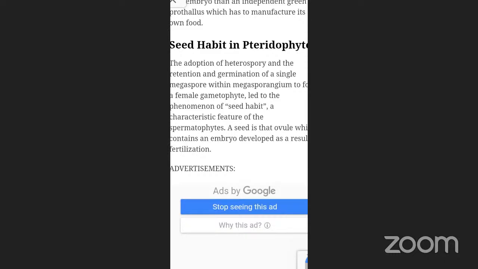So, what is heterospory and what is the seed habit? Heterospory leads to the seed habit. Stellar evolution and heterospory and seed habit are definitely questions that are asked. Stellar evolution, they are asking. And another one is heterospory and seed habit. This is also asked from your examination point of view.